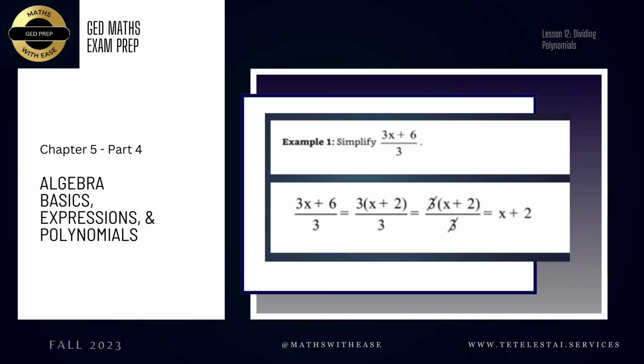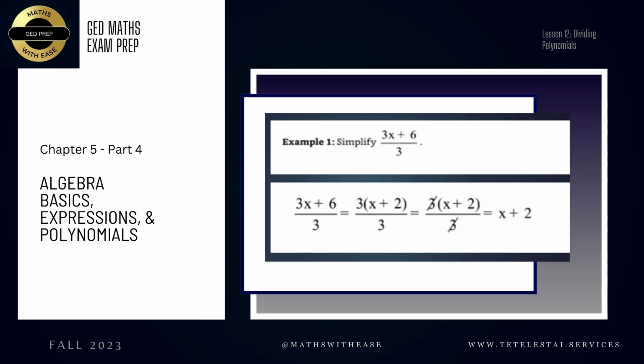So in this example, we're told to simplify by dividing 3x plus 6 by 3, okay? So 3x plus 6 is our numerator, and 3 is our denominator. So the first thing you want to do is see if you can factor out anything from your polynomial. And we know that 3 is a multiple of 6. So we can factor out 3 from our polynomial, which is what they've done here.